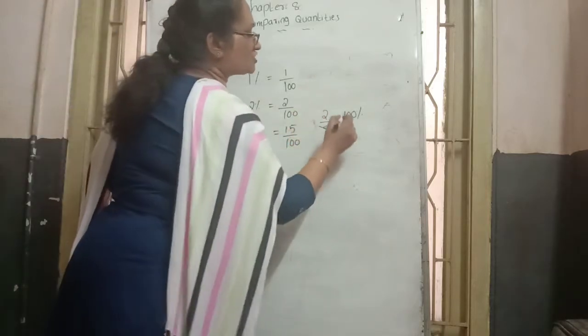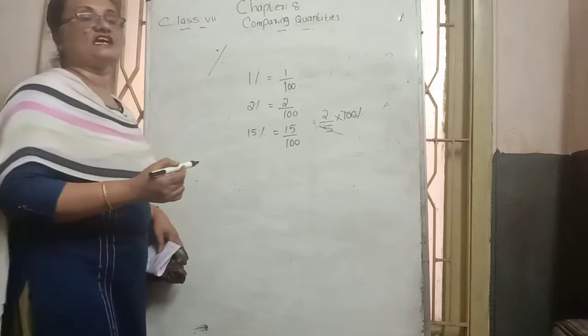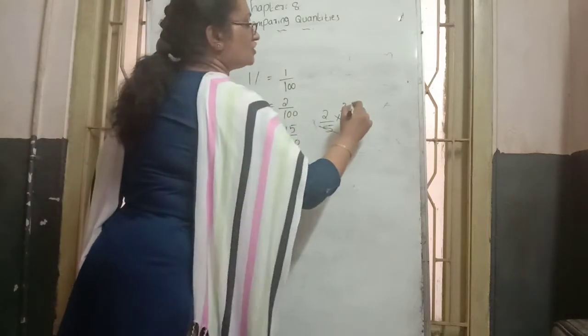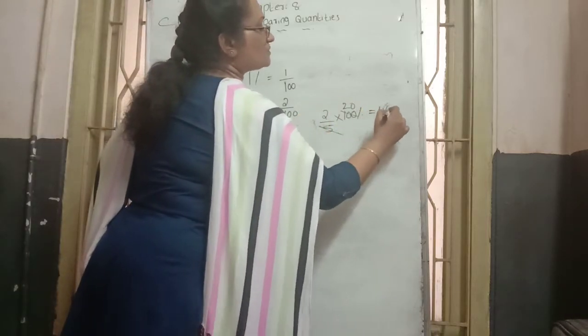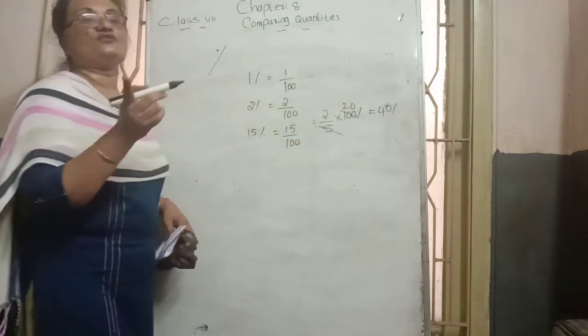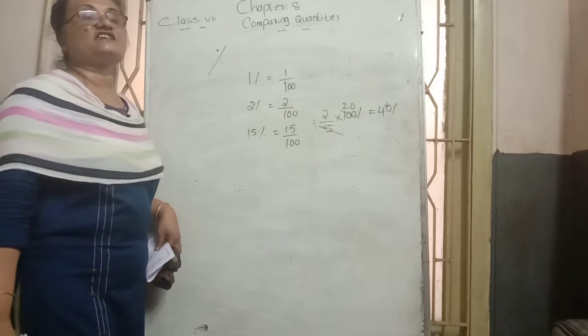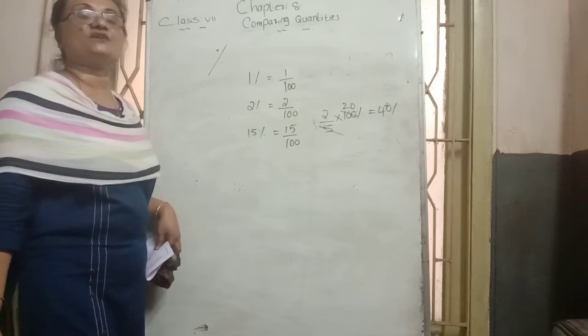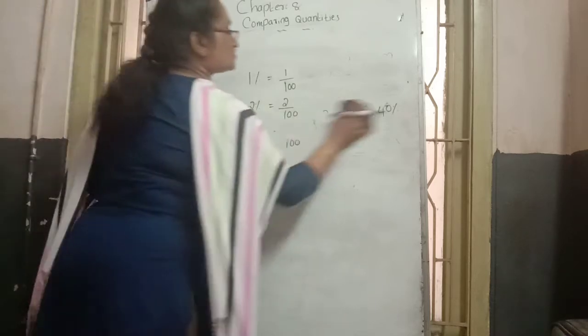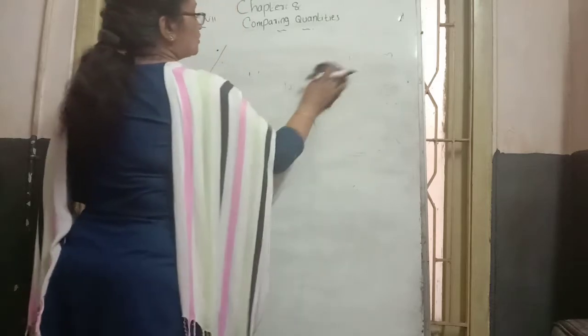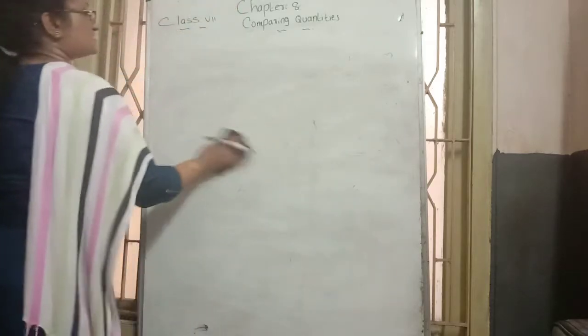Then cancellation is possible, so cancel. 5 ones are 5, 5 twenties are 100, so 20. So 20 into 2 becomes how much percentage? 40. Don't forget to put a percentage symbol. When finding the percentage, remember to keep the percentage symbol also. So that type of questions we are going to discuss, on which exercise?